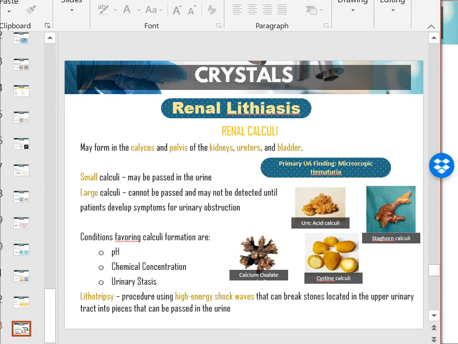Treatment for large calculi is through lithotripsy. Okay, so this is a procedure using high energy shock waves that can break stones in the upper urinary tract into pieces that can be passed in the urine. So high energy shock waves, guys.